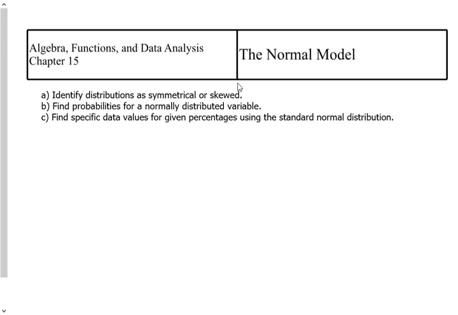Now, up until this point, we've done a lot of algebra. We've started to talk about probability and a little bit of statistics. And in this section, we're really going to talk about what the main section of statistics is, this idea called the normal model.